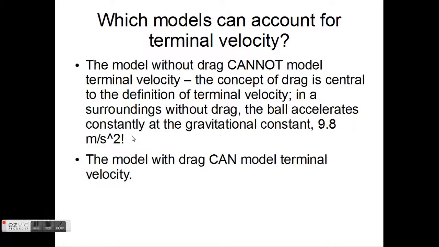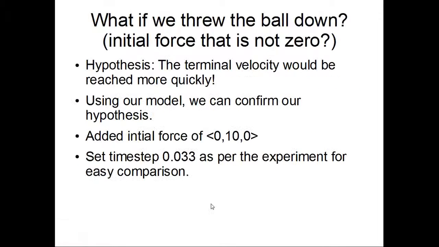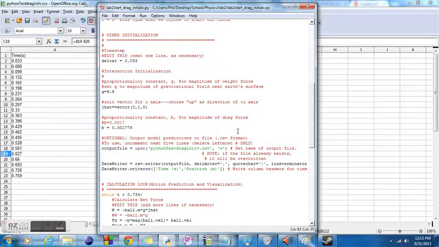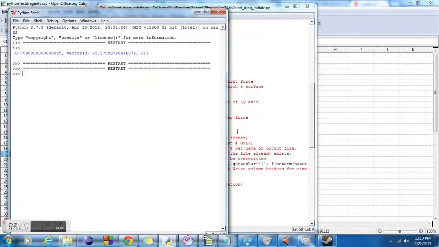Note that the model without drag force cannot model the terminal velocity. Drag force is fundamental to the concept of terminal velocity. In the case of only gravity, the velocity increases indefinitely until the ball hits the ground. We could further investigate if terminal velocity is reached by applying a force to the ball initially. With an initial velocity, the ball should reach its terminal velocity faster, as terminal velocity is the limit on speed at which the ball can travel.